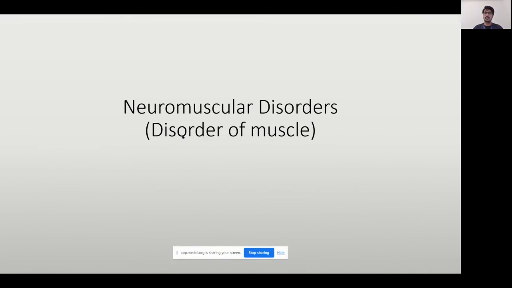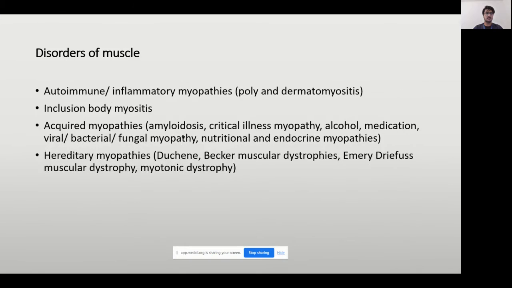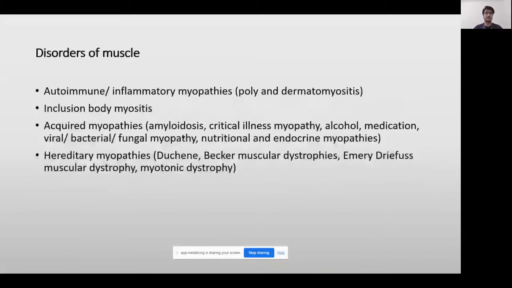So here, I'll mention the neuromuscular disorder. I think I will go. Okay, I think we should go from here.